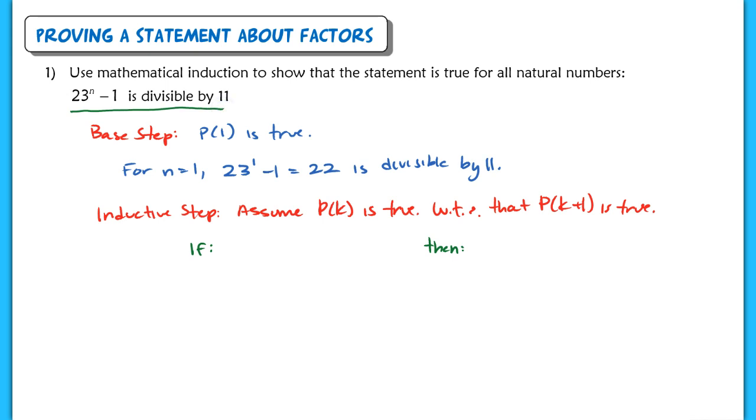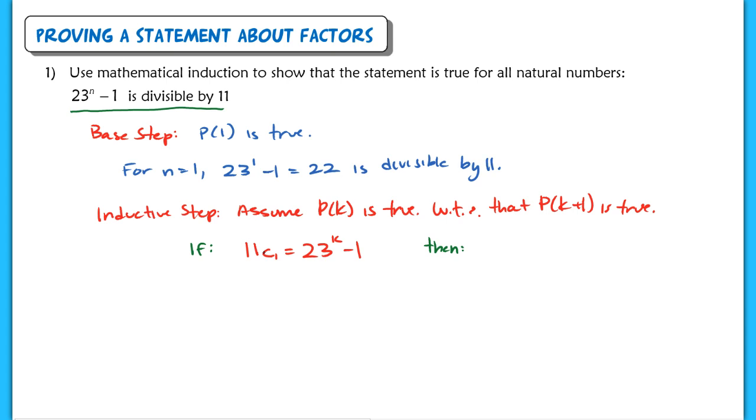Well, this is what you're going to do whenever you're asked to show that something is divisible by something, or something is a factor of something. You're going to rewrite it a little bit differently. If we multiply 11 by any constant, let's call that constant C1, well then that's going to equal 23 to the n minus 1. So I'm actually going to replace this n with a k, because we're assuming that P of k is true. But this is how I can write that as an equation.